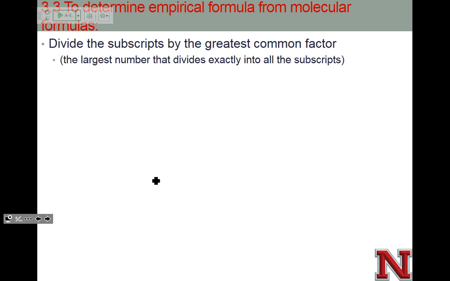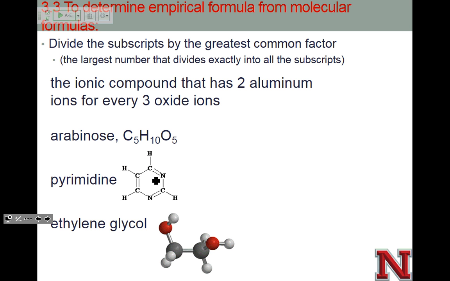If we want to determine our empirical formula, if we're given a molecular formula, it's very straightforward. All we have to do is take our subscripts and divide them by the greatest common factor. The largest number that divides equally into all of the subscripts and gives us a whole number. If one of the subscripts is 1, you're already at your empirical formula. You can't get any lower of a whole number than 1. So for example, C5H10O, we're going to go through this.